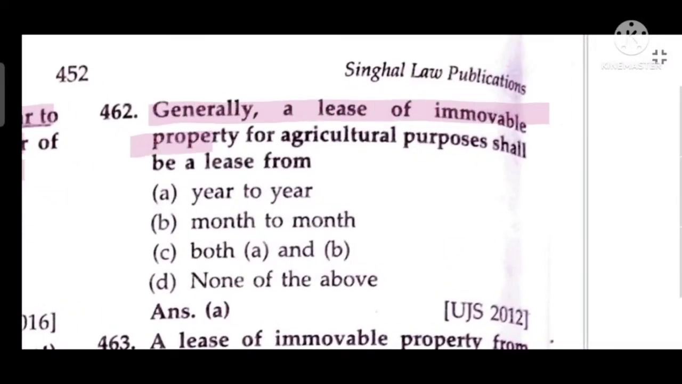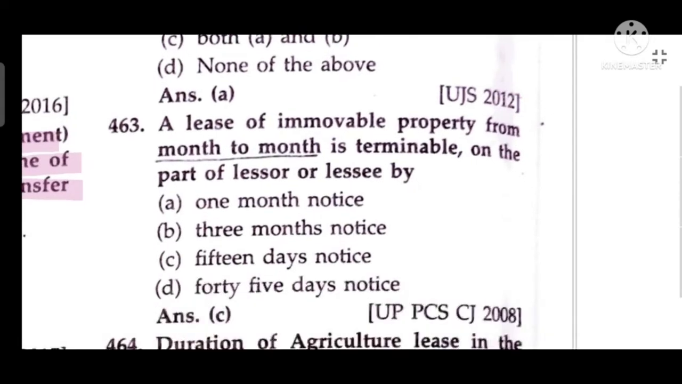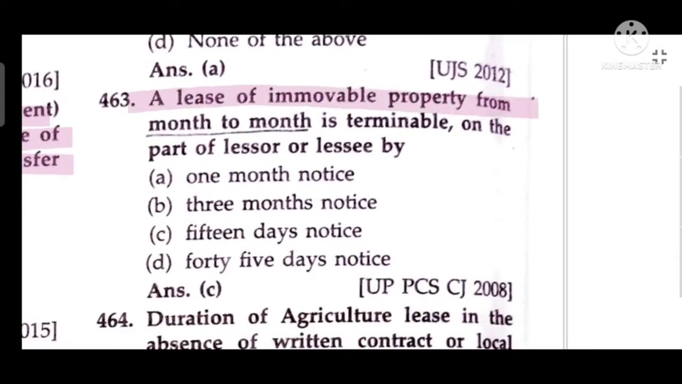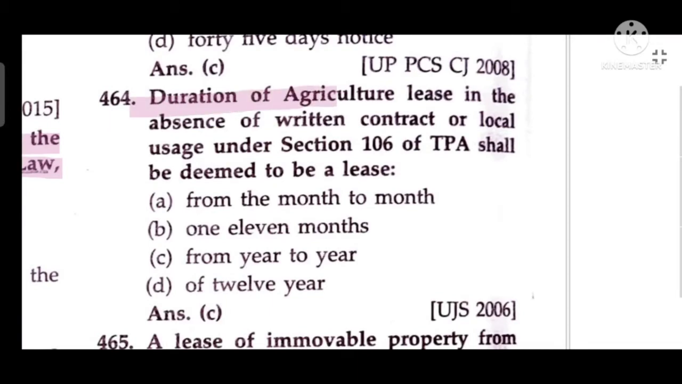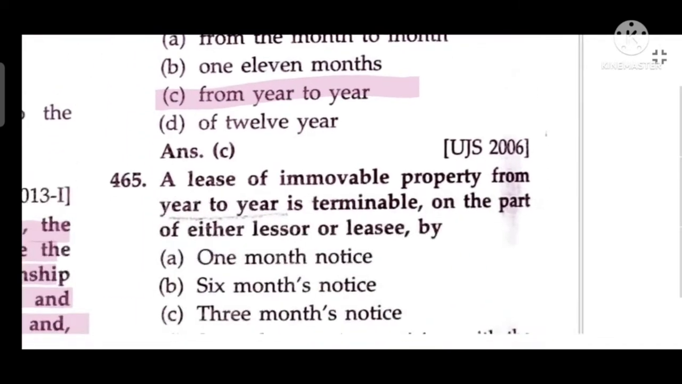Generally, a lease of immovable property for agricultural purpose shall be a lease from year to year. A lease of immovable property from month to month is terminable on the part of lessor or lessee by 15-day notice. During an agricultural lease, in the absence of written contract or local usage, under Section 106 of the Transfer of Property Act it is deemed to be a lease from year to year.